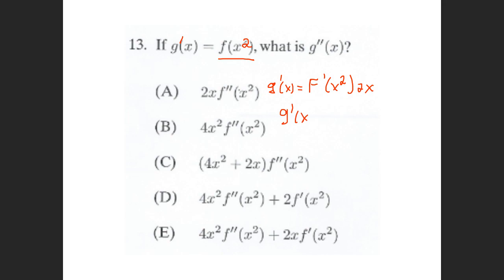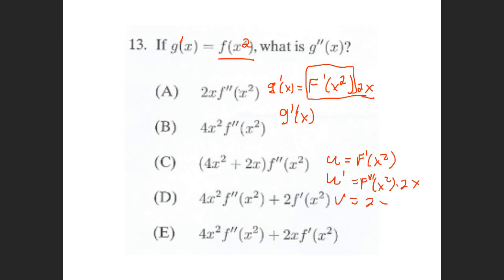So g double prime of x would be the derivative of this. Well, this is a function here. So I'm going to use the chain rule, or I'm sorry, the product rule. So I'm going to let u equal f prime of x squared. So the derivative of that would be f double prime of x squared times 2x, because you take the derivative of the function, leave the middle alone, and take the derivative of the middle. And then v, my second function, is 2x. V prime is equal to 2. Remember, product rule, it's inside. So I've got 2x times 2x, well, that's 4x squared.